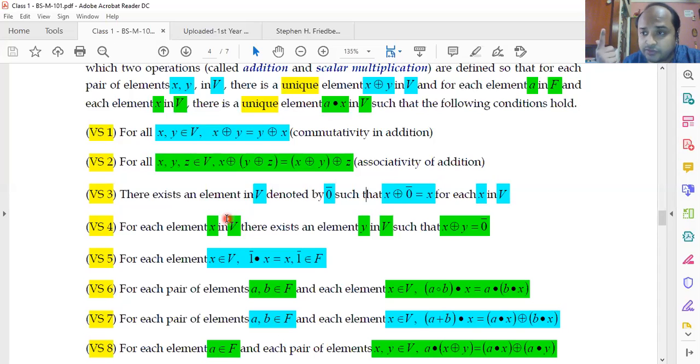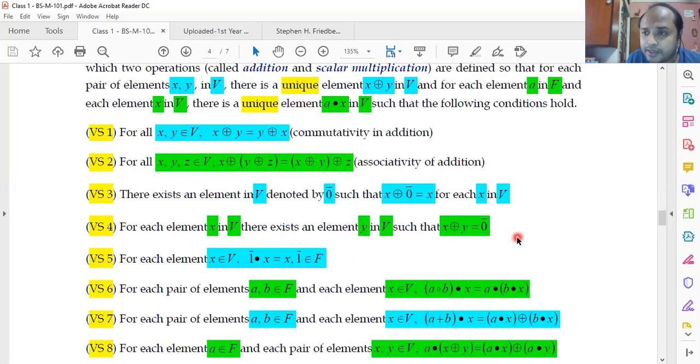I considered for each velocity the negative velocity, the inverse velocity. So for each element x in V, I'm considering the inverse element y in V, so that x plus y becomes your zero vector, because V plus minus V, the net velocity, was 0. So if I consider an element x and its inverse together, and I add them, their addition is actually the zero vector.